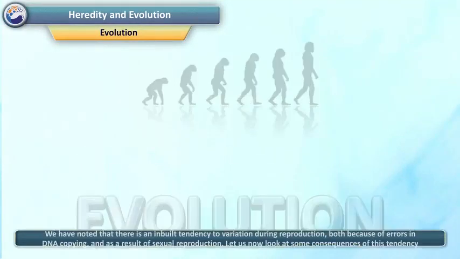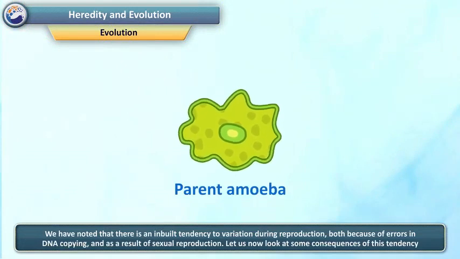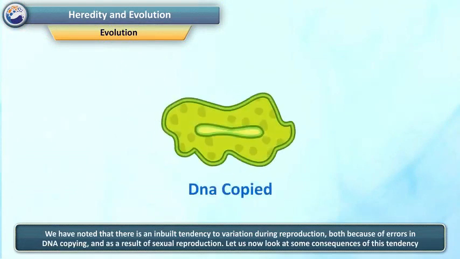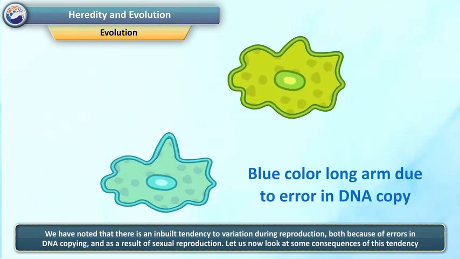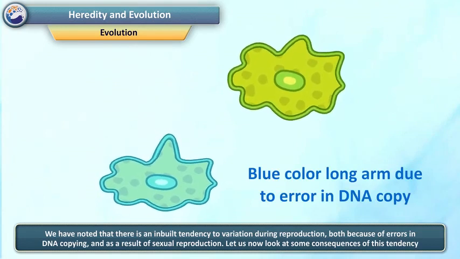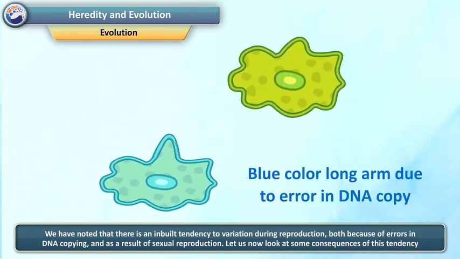Evolution. We have noted that there is an inbuilt tendency to variation during reproduction, both because of errors in DNA copying, and as a result of sexual reproduction. Let us now look at some consequences of this tendency.